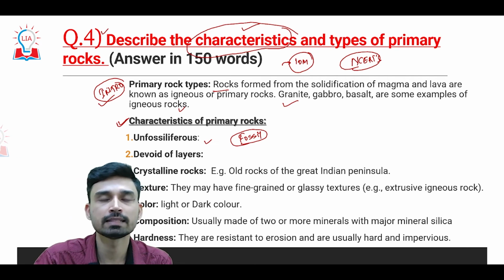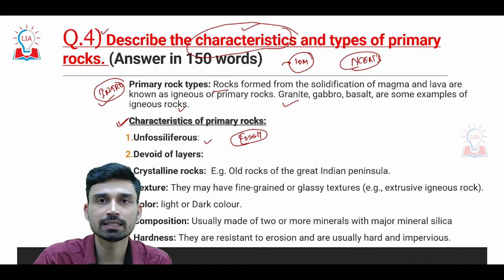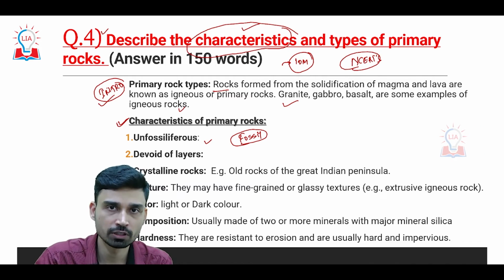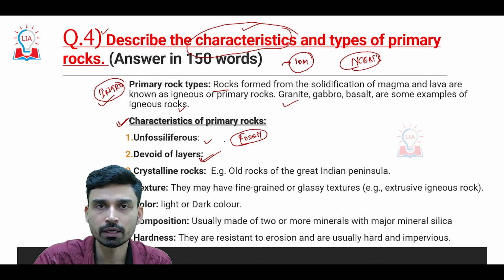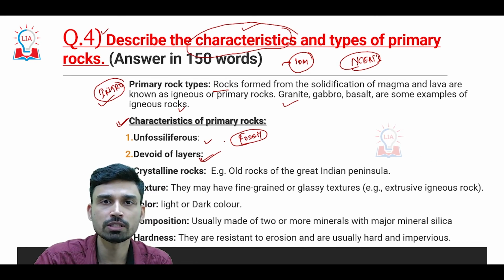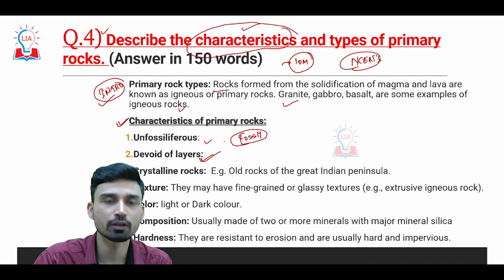Fossils you will find in sedimentary rock, where you have accumulation of sediment and the dead remnants of plants and animals keep getting preserved within the sedimentary rock layers. The second characteristic is that these rocks are devoid of layers. Layers are not forming here because these rocks form at very high temperature and pressure, and that is why we have only a single layer of the rock.